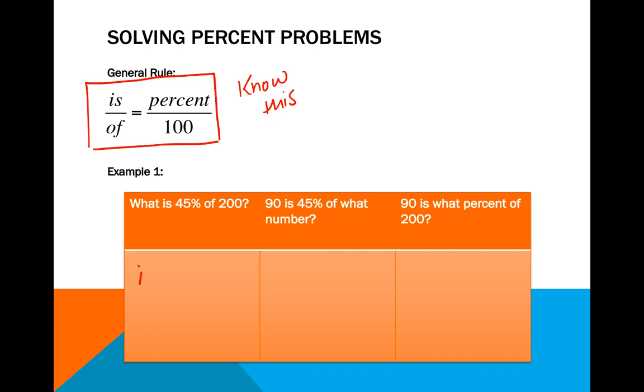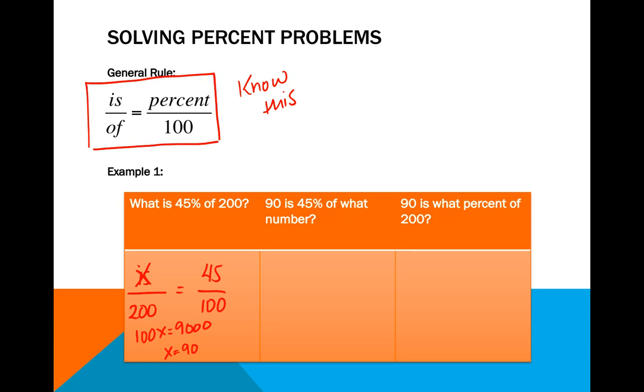Well, the "is" is what we're trying to figure out. The "of" is the 200. And then the percent is 45 over 100. And then you can cross multiply to solve. I'm going to turn this "is" into an x just so that it's a variable. So it would be 100x equals 45 times 200, which is 9,000. And then I divide by 100 to get x equals 90.